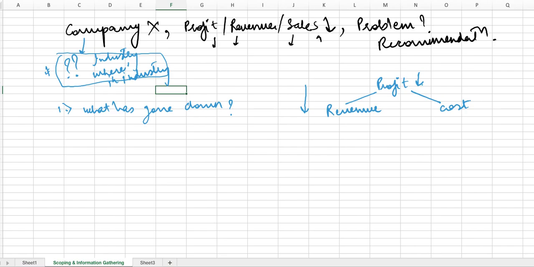Okay. So profit has gone down, and now profit has gone down because of what? Revenue going down, or cost going up. So generally, if an interviewer has less time at hand, he will ask you to analyze at least any one of these, not both of these. Okay. But let's say the interviewer has all the time in the world, and then he tells you that no, revenue has also gone down, cost has also gone up. Okay. Now I want you to stop here.